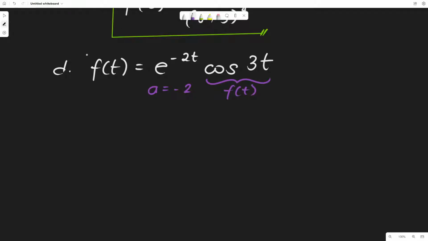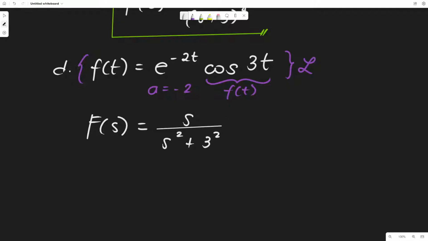So, we can now get our Laplace transform. Therefore, the Laplace transform F of s is equal to what? What is the Laplace transform of cosine 3t? That is s over s squared plus a squared, so we have s over s squared plus 3 squared, because 3 is equal to a in our f of t. However, we are going to shift again, from s to s plus 2. Why did it become s plus 2? Because again, our a is negative 2, so it became s plus 2.